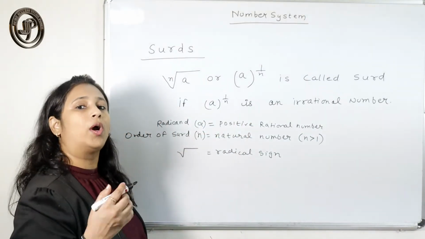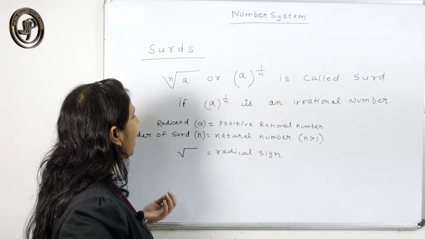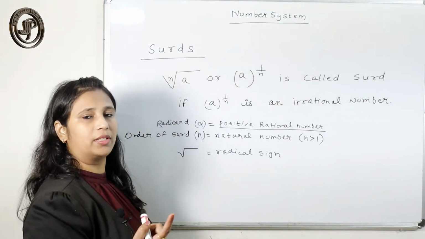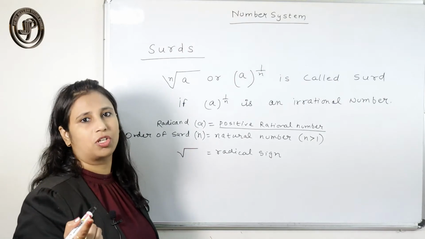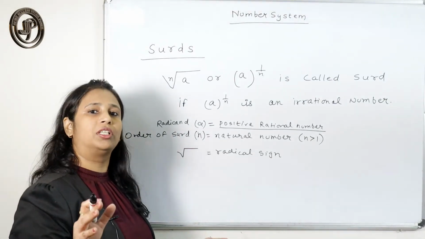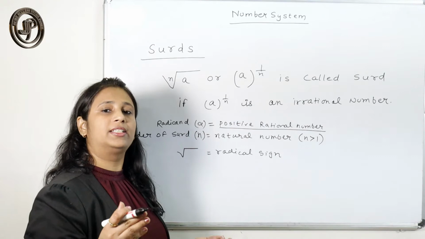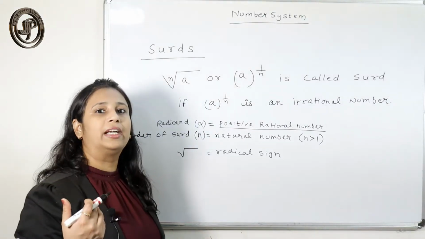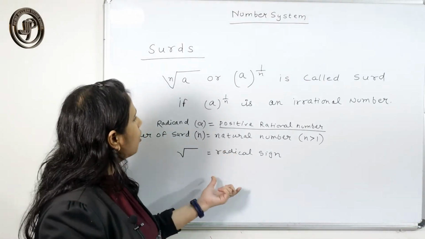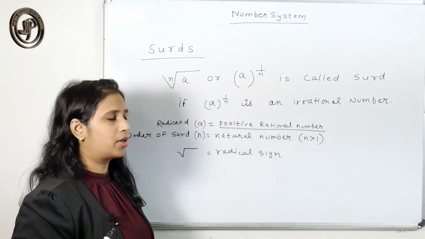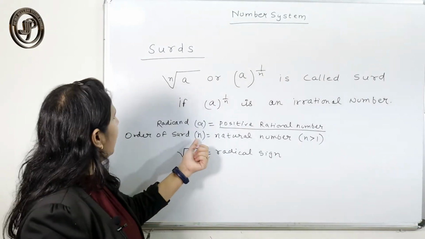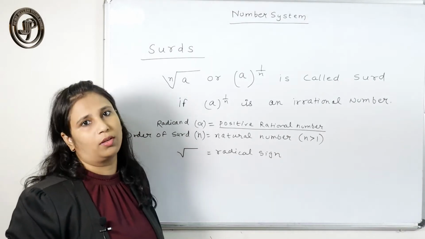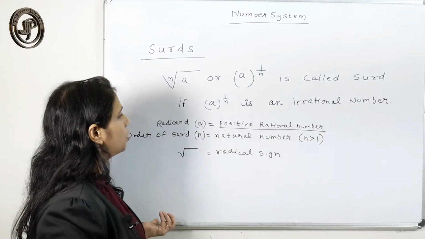Here, A, what can you write for A? A is any positive rational number. We did what rational numbers are. So any positive rational number. Here you can write 5 by 2, 6 by 7, 4, 6, 2, 9, anything you can write. But you can't use negative numbers here. So the positive rational number. And n here is any number greater than 1.